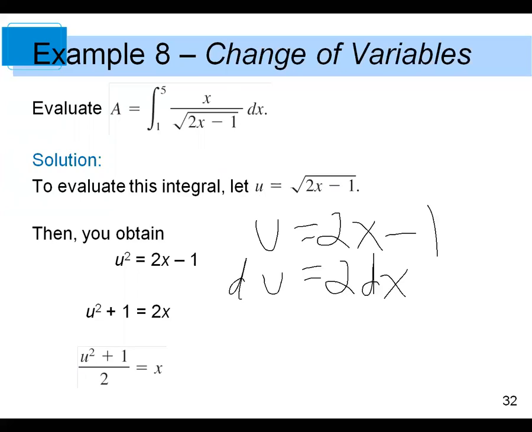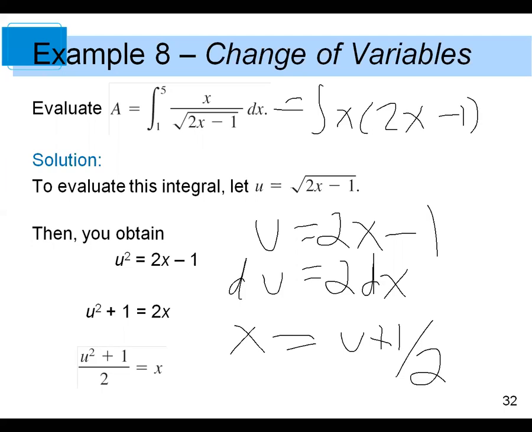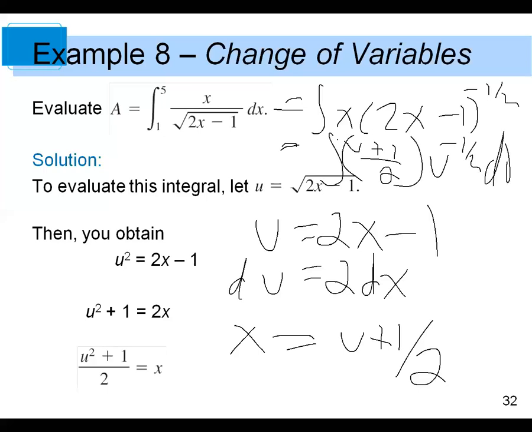And then x equals u plus 1 over 2. So this would end up being the integral of x times 2x minus 1 to the negative 1/2, and x is u plus 1 over 2. Put my integral symbol in there, u to the negative 1/2, and you'd have du, and then a half out there. You could do it that way as well.